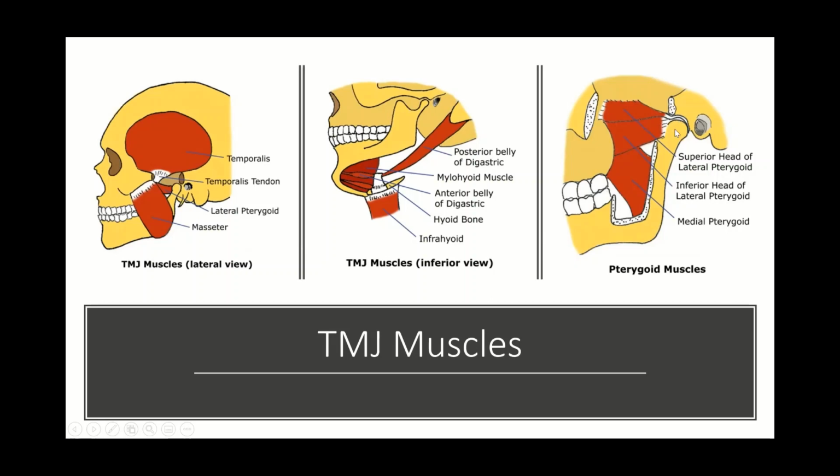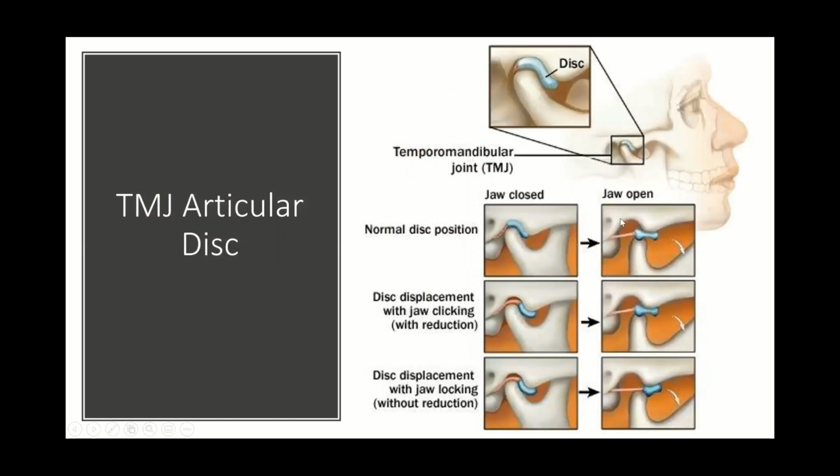And like I showed in the previous slide, if that disc is positioned differently, then we can have clicking as well as locking of the joint. This disc can be positioned differently due to trauma as well. So if you had a blow to the jaw, that disc can be displaced a little bit, as well as a repetitive stress injury. People that chew on the one side consistently over and over again, you're putting more stress on the one side of the joint compared to the other side of the joint.